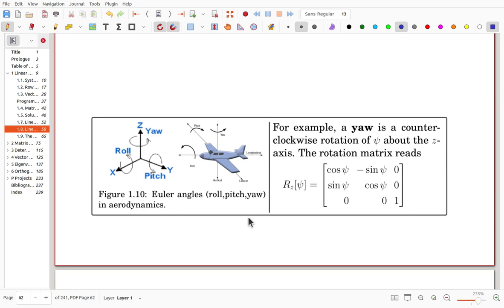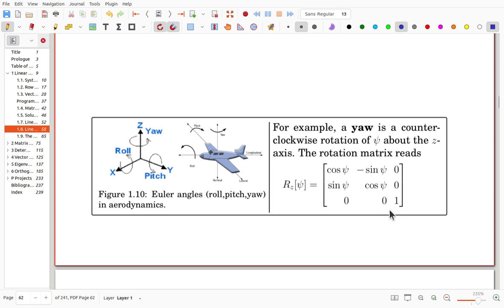Okay, I added one example. Here, Euler angles in aerodynamics. When you are trying to track the location of an airplane, there are three components for position, X, Y, Z, and there are three angles. The X direction is always the front direction, so that is the roll direction, and pitch is the head up and down direction, and yaw is the turning direction in this way. So we have here three angles: roll, pitch, yaw.